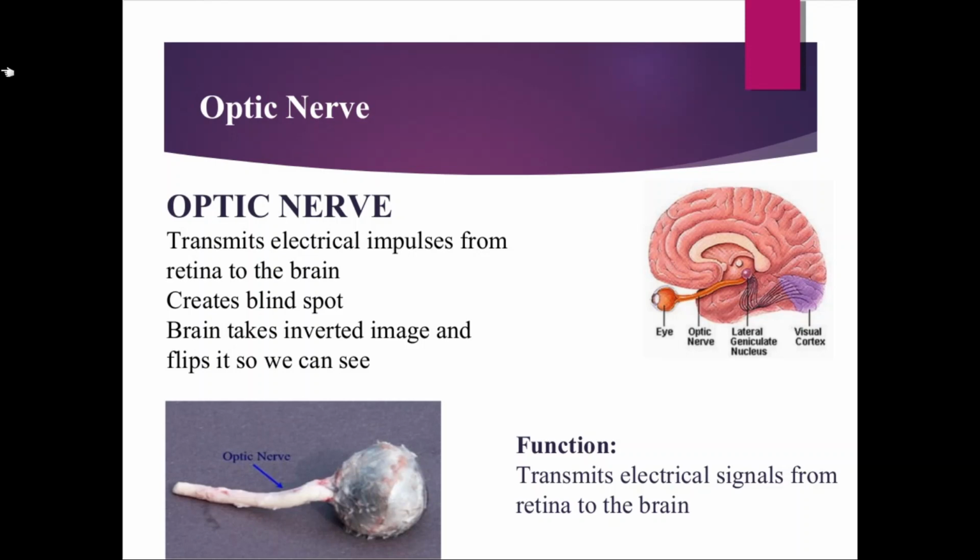Optic nerve, which transmits the electrical impulses from the retina to the brain. It creates a blind spot. The brain takes the inverted image and flips it so we can see. Its function is to transmit electrical signals from the retina to the brain.